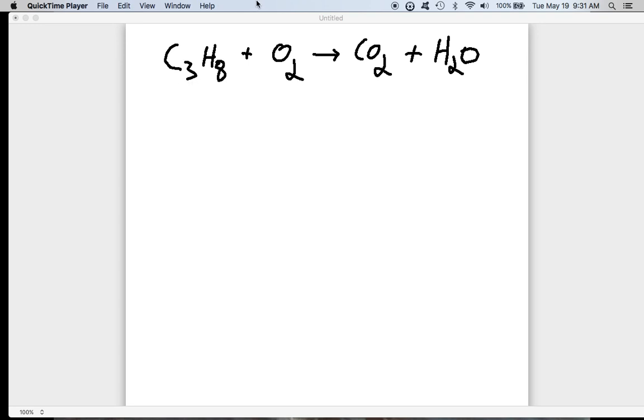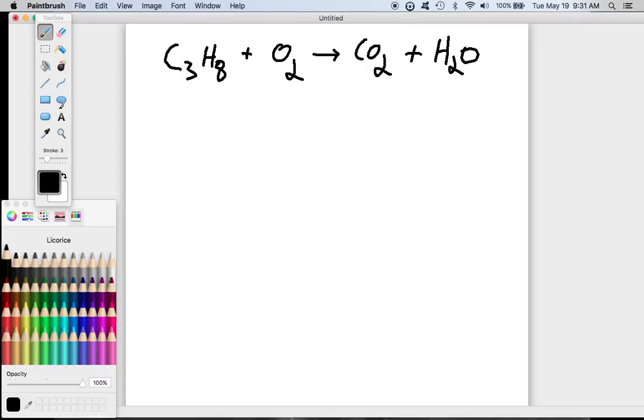So here's our recipe for burning propane. But you'll notice we're disobeying that law of conservation of matter thing, so I'm going to balance this out. I've got 3 carbons here. I've only got 1 there, so I'll put a 3 there. And then I'll do my hydrogens. I've got 8 hydrogens here and 2 there, so I'll put a 4.